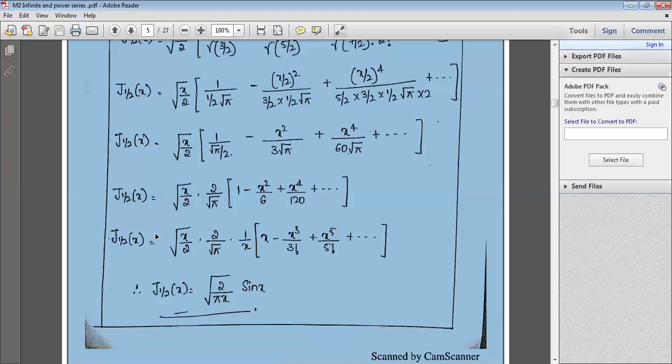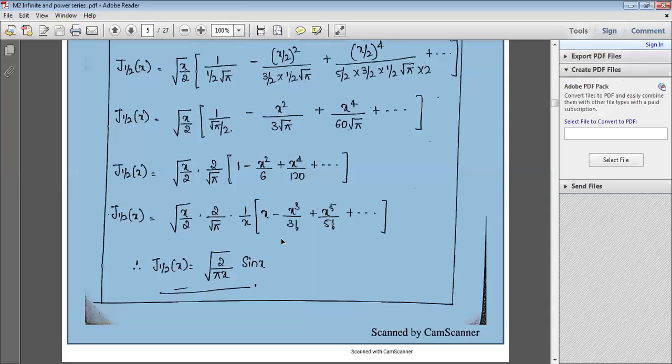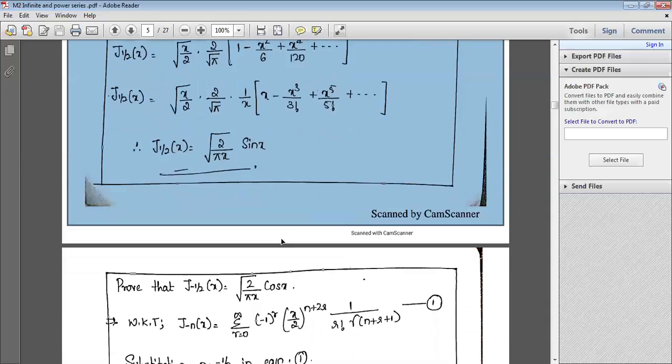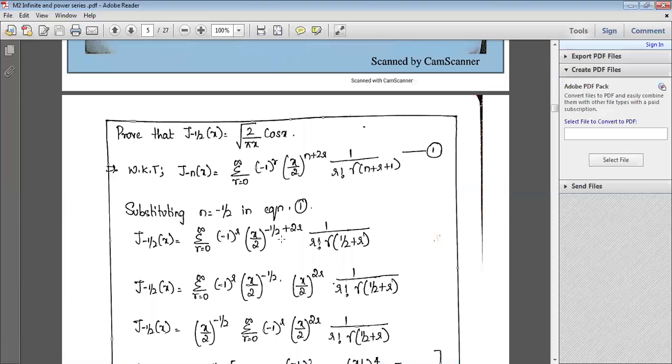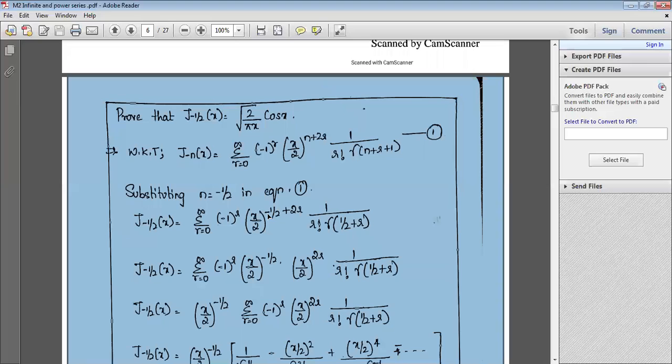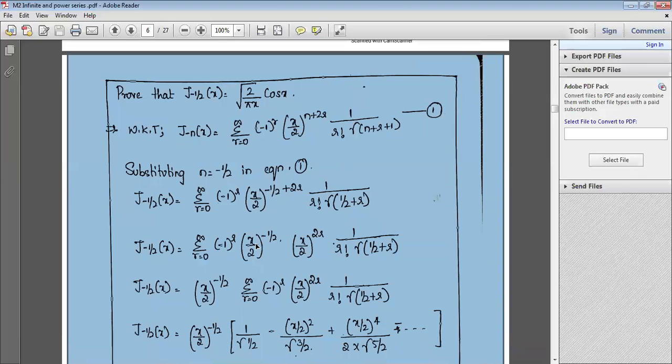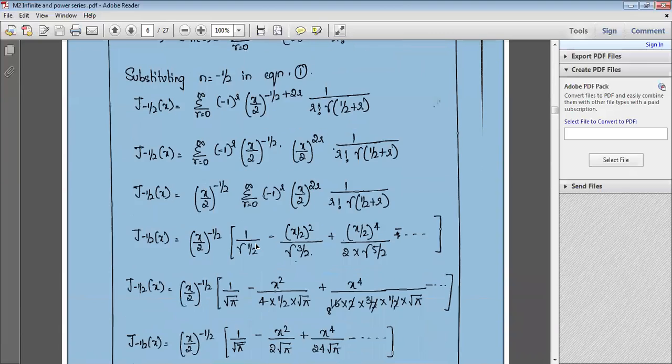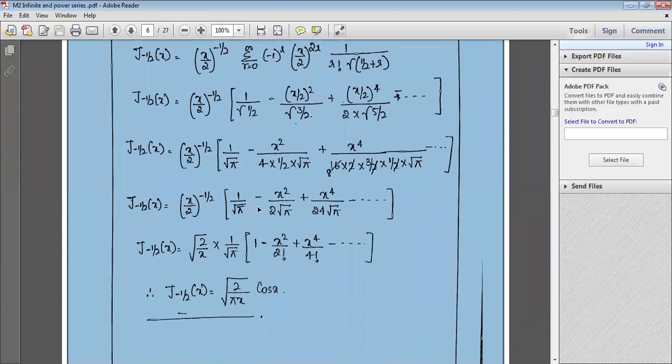Similarly, we have another one. Instead of sin, they will ask for cos, for the negative value. Same procedure, put n is equal to minus half. See, next one, cos. This is very easy. Put n is equal to minus half and simplify in the same manner. Here, no need to multiply by x for this because x is not there in the cos x formula. In the sin series we multiplied and divided by x because in the first term we should have x there. Here no x. This is J minus half of x is equal to square root of 2 by pi x into cos x.